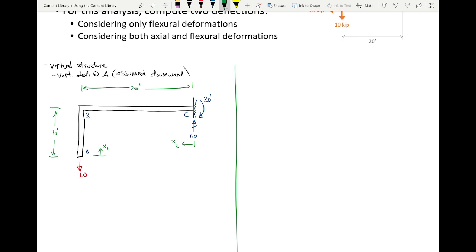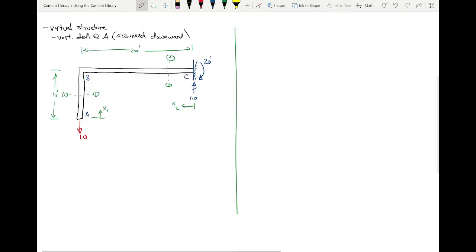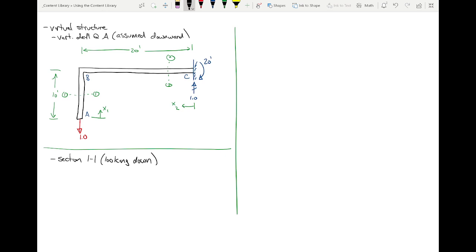So we're going to cut two sections. We're going to cut section 1, and we're going to cut section 2. And for both of these section cuts, we're going to look towards the origin, okay? So for this cut, we're going to cut a section, look down. This section, cut a section, look right. So let's see what happens when we cut section 1, okay? All right. So what do we got? Here's the member. Here's the load. Here's the section cut.